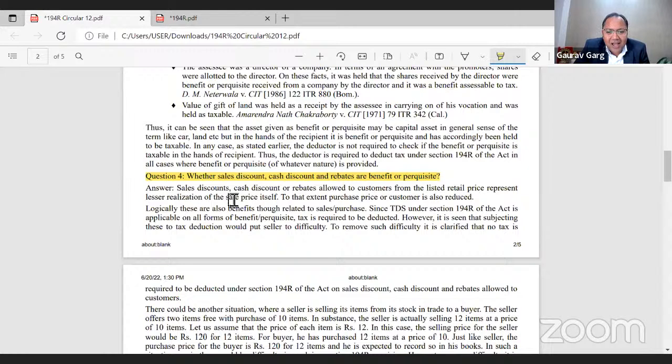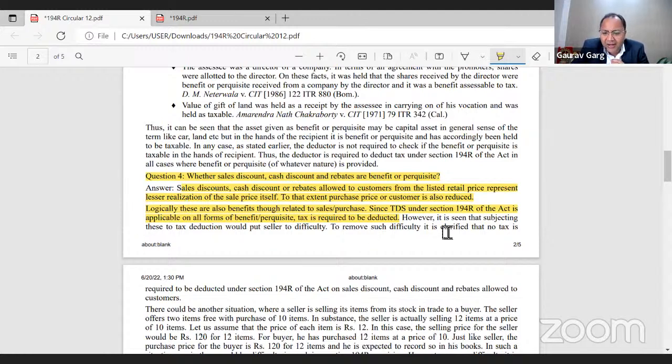So let's read. It says sales discounts, cash discounts, or rebate allowed to customer from the listed retail price represent lesser realization of sale price itself. To that extent, purchase price of the customer is also reduced. Logically, these are also benefit, though related to sale purchase, since TDS under section 194R of the Act is applicable on all forms of benefit or perquisite, tax is required to be deducted. So, when I'm giving sales discount, and this circular is issued by the CBDT, just think, even if you are giving discount, CBDT wants to treat the same as benefit. Whether they have treated or not, that's a separate issue. But as per their thought process, if we are giving discount, then it is a benefit.